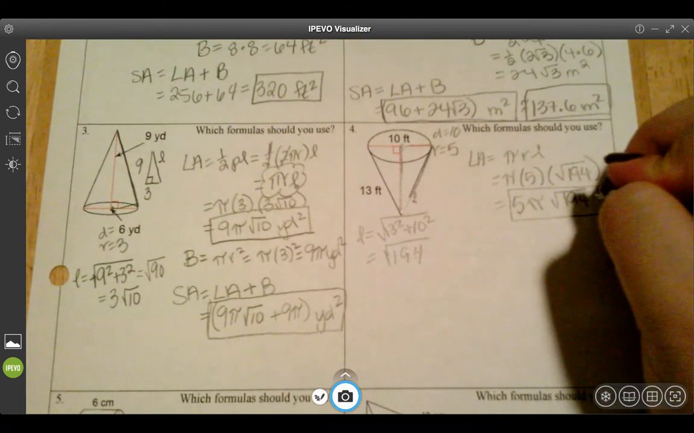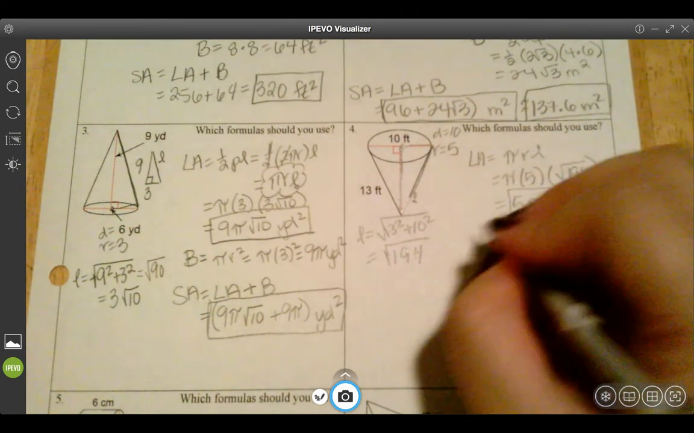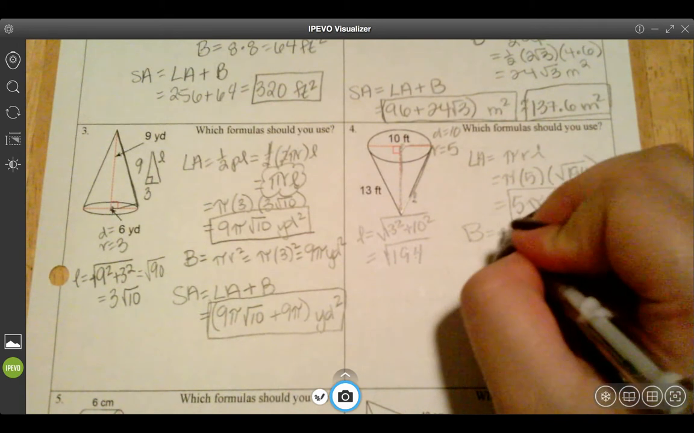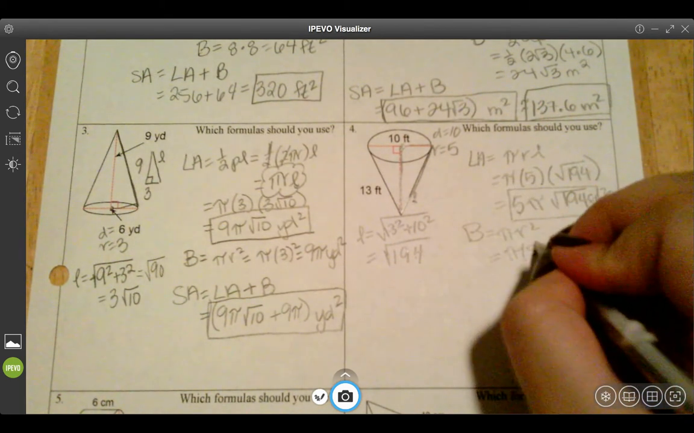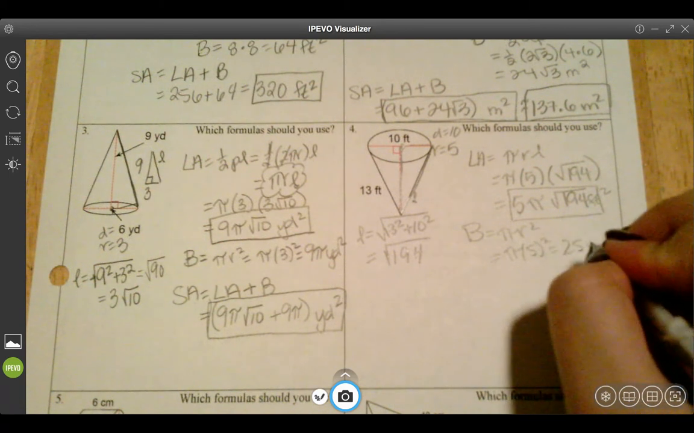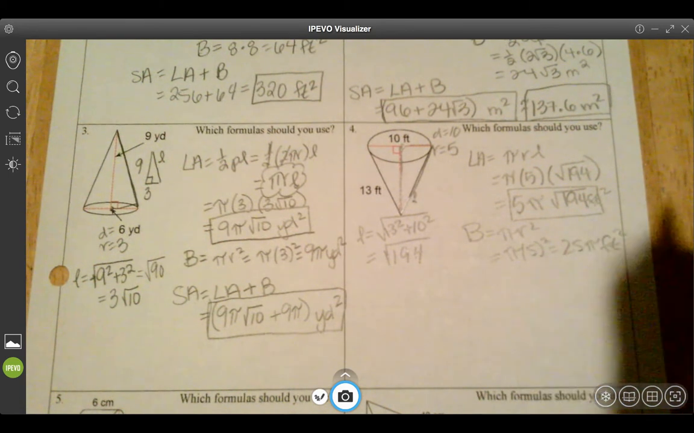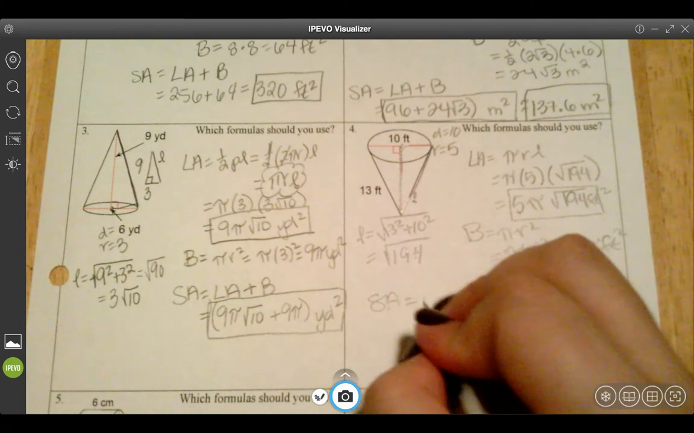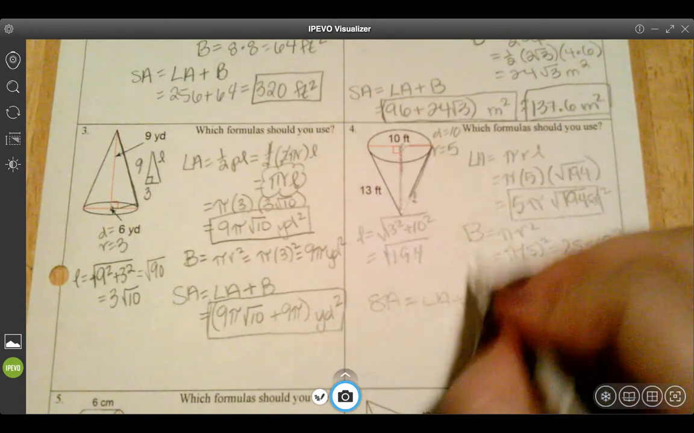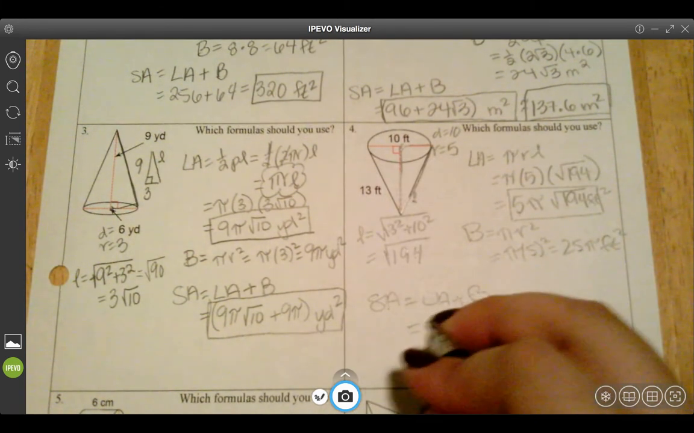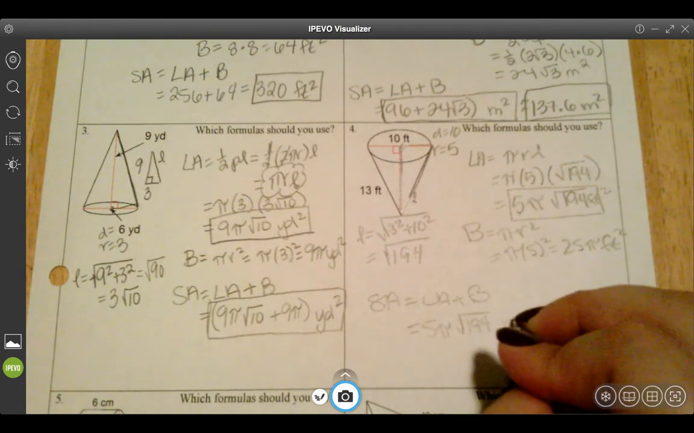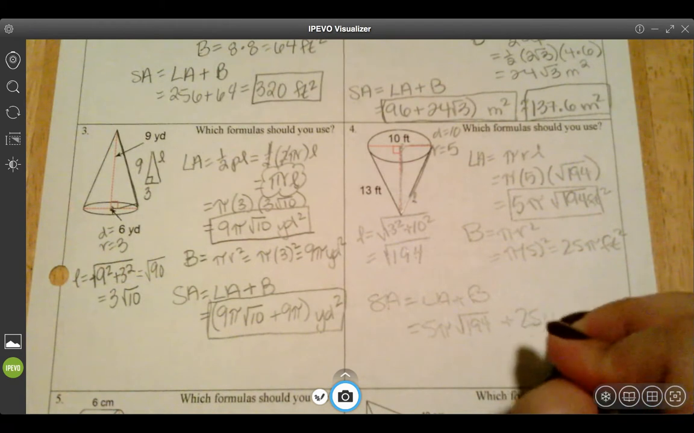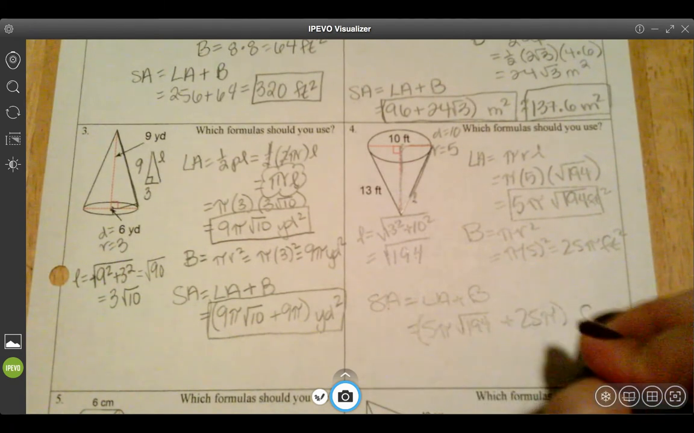Units are square feet. And then the base is a circle, that's pi r squared, where the radius is 5. So that's 25 pi square feet. And finally, surface area, which is the lateral area plus one base. So that's 5 pi times the square root of 194 plus 25 pi square feet.